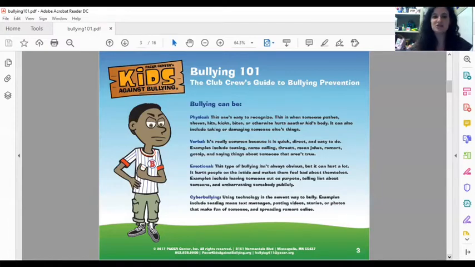And this gets into it: shoves, hits, kicks, bites. Basically, like I said, anything that could cause a bruise. So verbal is a little different. Verbal means our words, okay? So that's using your words to hurt someone. But there are a couple of different kinds of verbal. And like I said, probably the most common. So examples are teasing, name calling, threats, jokes, rumors, stuff like that.